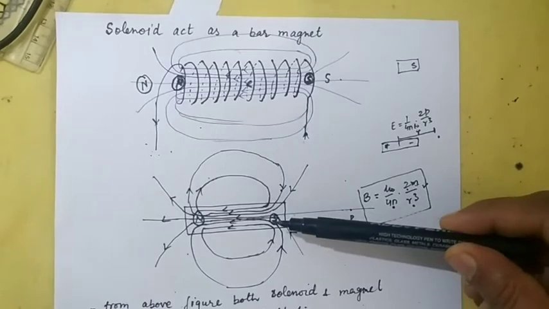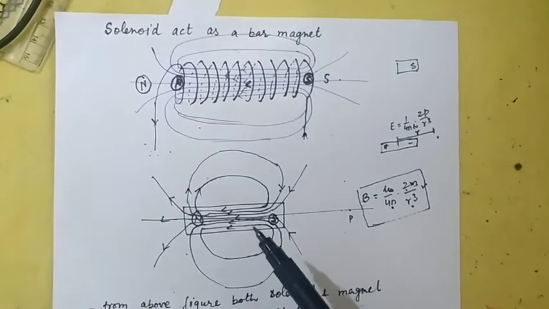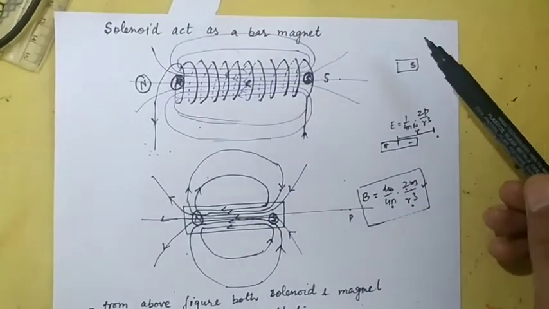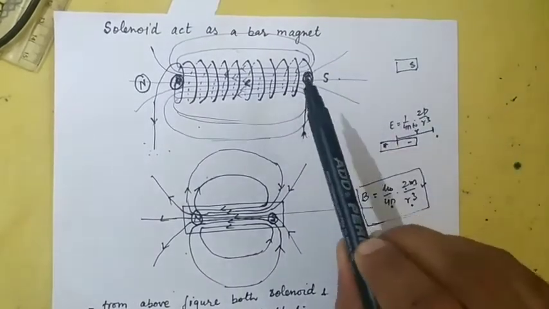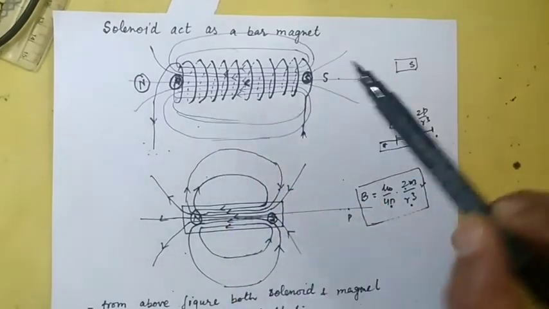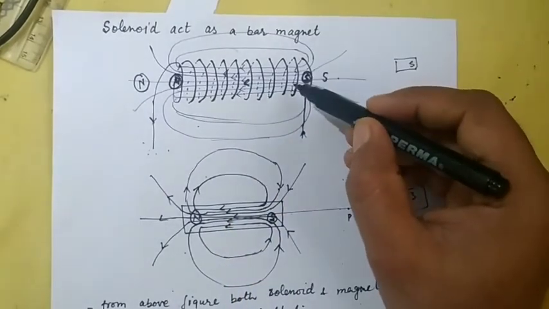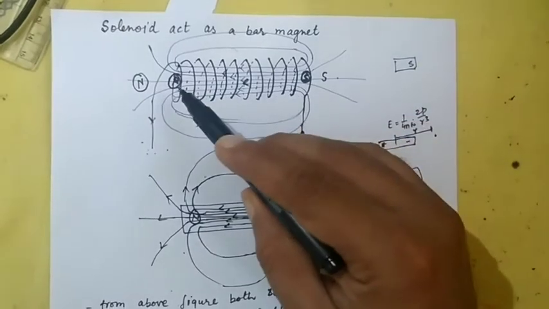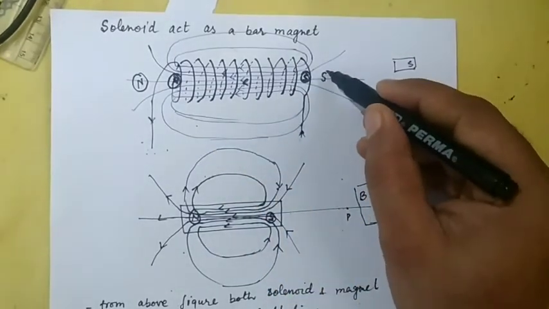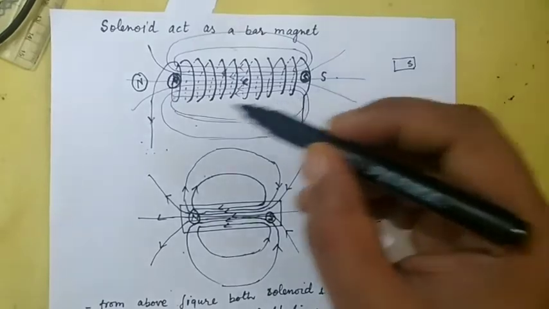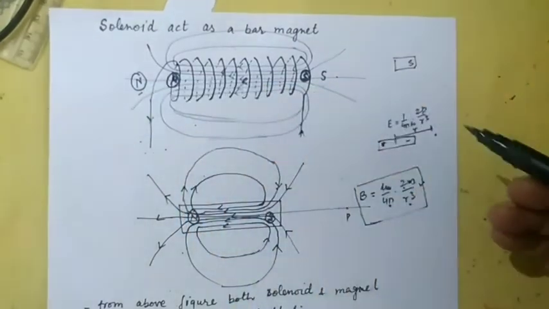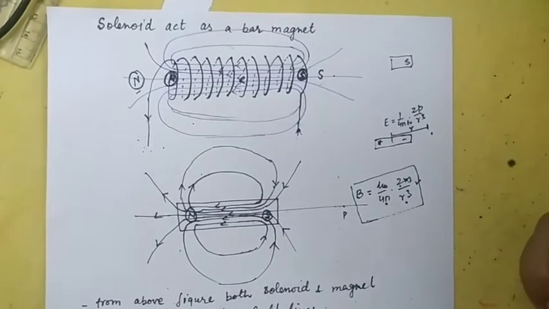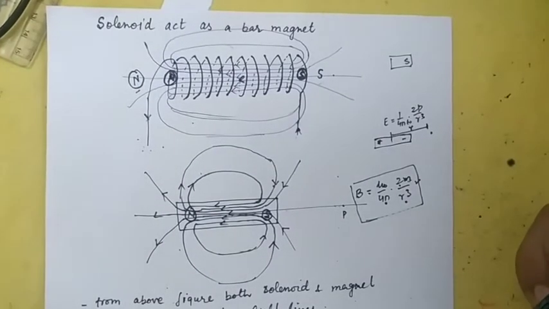If you see the magnetic field lines inside this magnet, they are moving from south to north. Similarly, in this solenoid also, they are moving from one particular direction to the other. The magnetic field lines are moving from the right end to the left end. So this end of the solenoid will be a south pole and this end of the solenoid will be a north pole. So we can say that a bar magnet can be replaced with the solenoid.